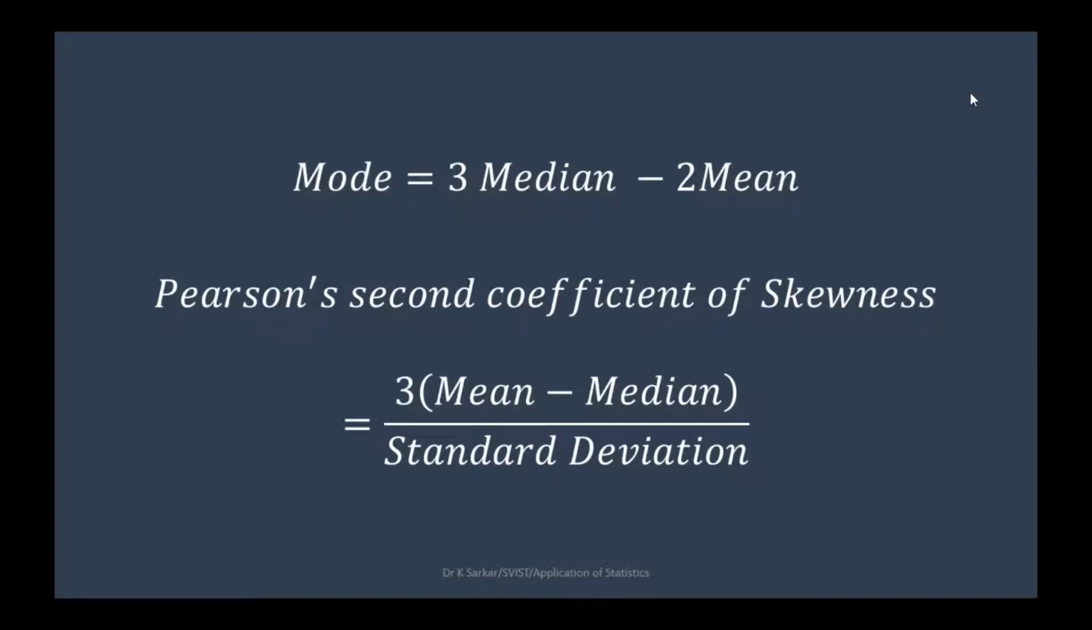We know the relation among mean, median, and mode: mode equals 3 times median minus 2 times mean. Putting this value of mode in Pearson's first coefficient of skewness, we get Pearson's second coefficient of skewness as 3 times (mean minus median) divided by standard deviation.